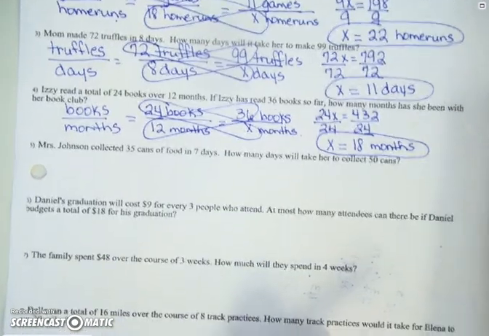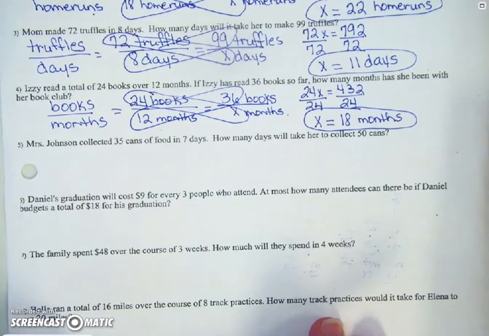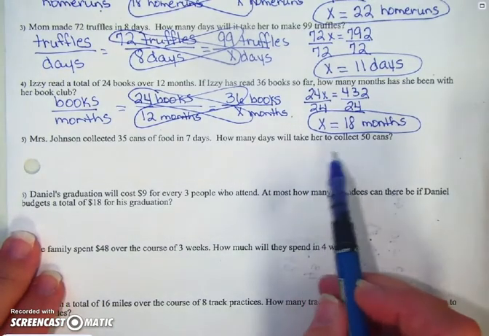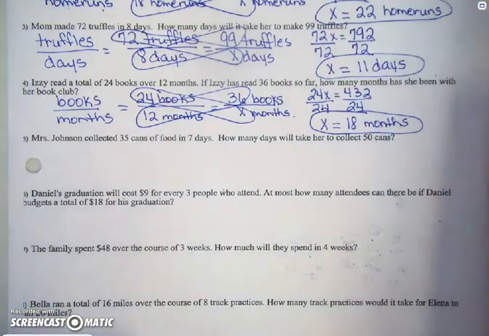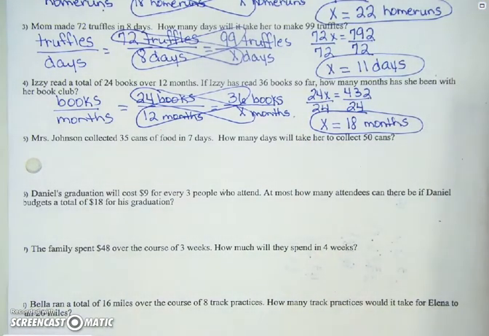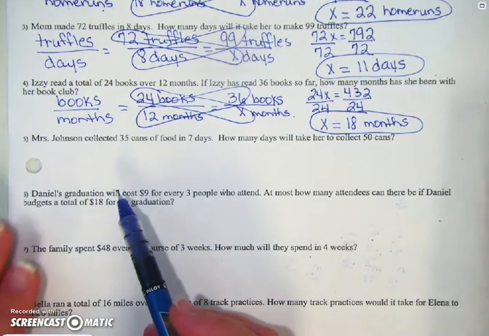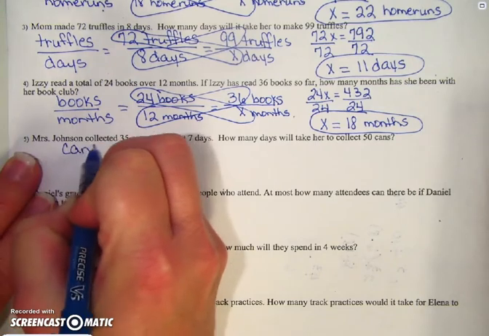Number 5. Mrs. Johnson collected 35 cans of food in 7 days. How many days will it take her to collect 50 cans? All right. Number 12. Who's number 12? All right, Kaya. What are we comparing in words? Cans to days.